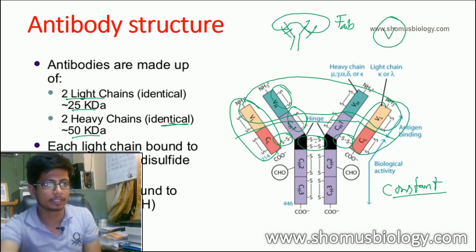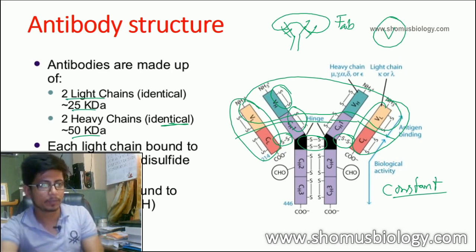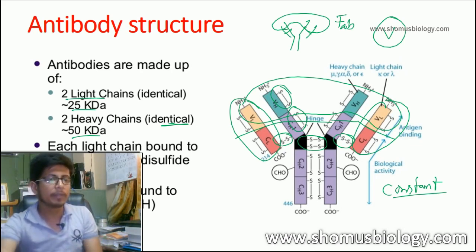We have linkage between the two heavy chains with two disulfide linkages together, and we also have linkage between heavy chain and light chain with one disulfide bond. We also have intra disulfide linkages between the amino acids, as you can see in this picture. So that is the overview of the antibody structure.